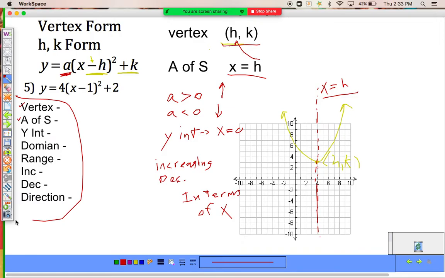All right, so going through it, we're going to get the vertex like we did last class. The opposite of the inside, comma, the number on the outside. My axis of symmetry is going to be the vertical line that goes through the vertex: x equals my h value that I get from the x value of my vertex. If the number in front of my parentheses is positive, it goes up. If it's negative, it goes down. Domain and range we know how to figure out. The y-intercept, we're going to set x equal to 0. And the increasing and decreasing we'll talk about when we get there.